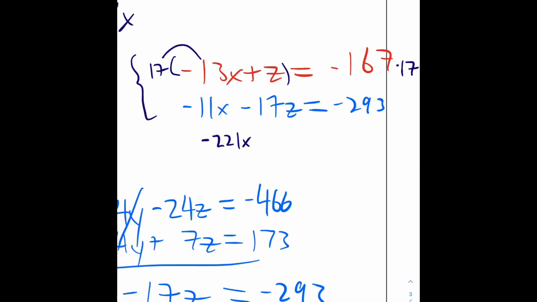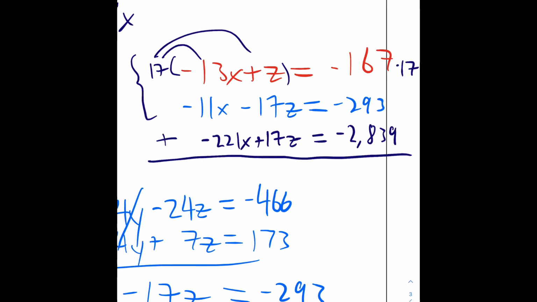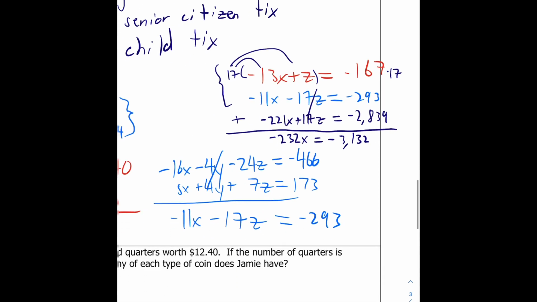Negative 221x plus 17z equals negative 167 times 17. That's negative 2,839. Okay, I can add these two together. I get, what is that? Negative 11 plus negative 221. Oh, sorry. Negative 11 plus negative 221. That gives me negative 232x. These cancel, equals, what's negative 293 plus negative 2,839? That equals negative 3,132.